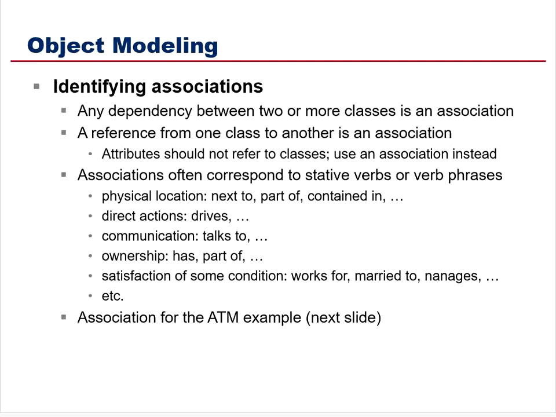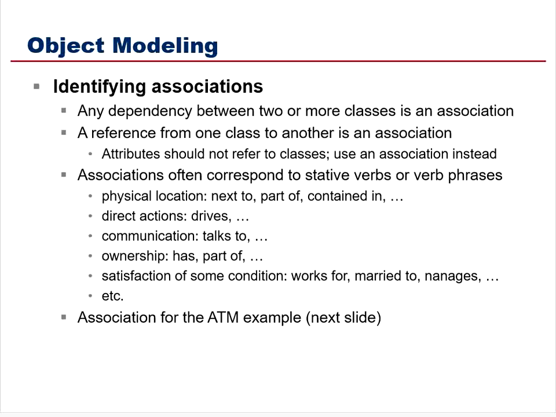So association often corresponds to the stative verbs or the verb phrases, right? So the physical location: next to, part of, contained in. Again, we can think of the direct actions, that is drive, and communication. For the communication verb phrase we use talk to. For ownership we use has and part of. For the satisfaction of some condition we use works for, married to, or manages. So these are the points from which, from these word phrases, we can find the association.